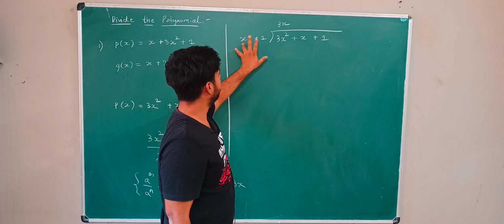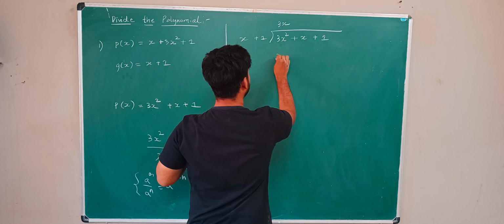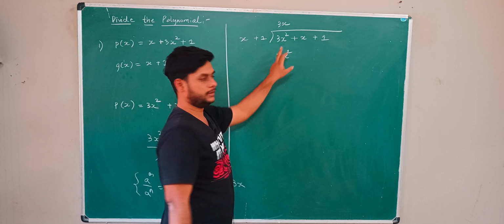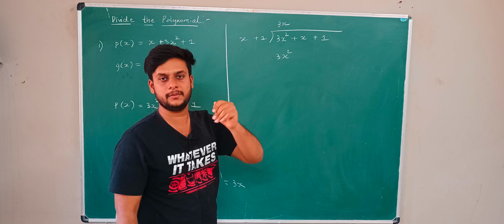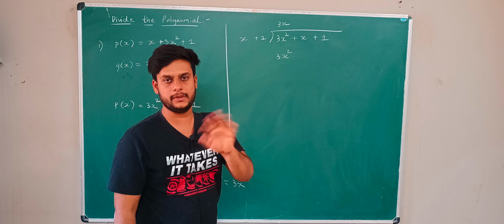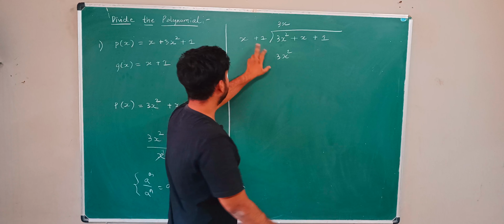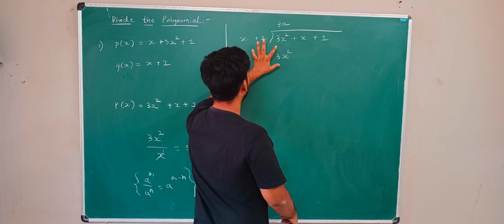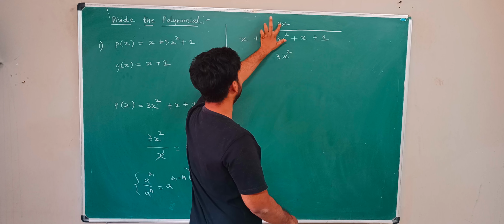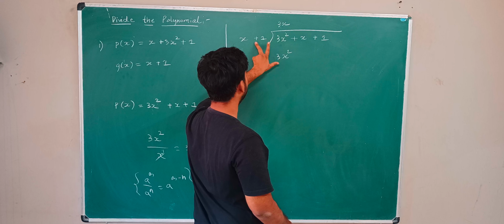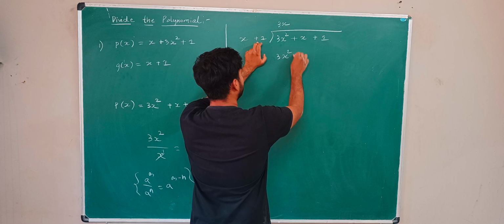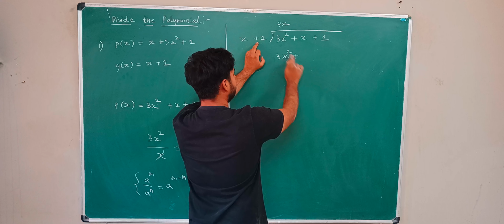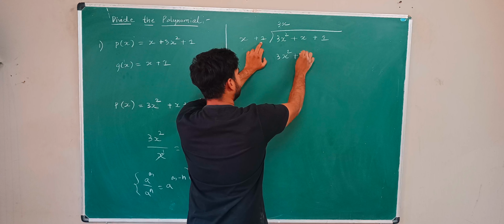Now start multiplying. X into 3x, 3x square. You will always get this only. Remember that. If you are not getting it, you are making some mistake. Do it once again, you will get it. So x into 3x, 3x square. Next, you multiply this and this. Plus is there. Here also plus is there. Here also plus is there. So plus 1 into 3x, 3x.